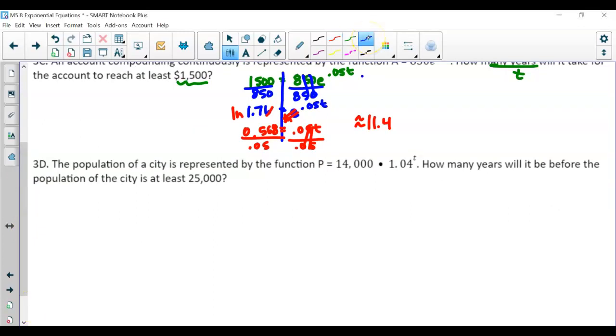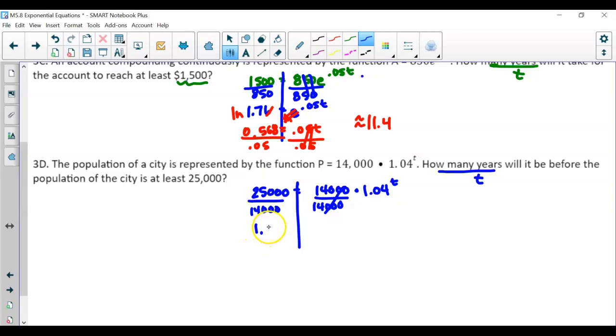And here we go. So notice how you're solving for how many years. So you're solving for t, the population, 25,000. So 25,000 is equal to 14,000, the starting, times 1.04 to the t. Notice how this is a growth function, right? Because it's greater than 1. So now here, you're multiplying by 14,000, so divide by 14,000. And so now here you get approximately 1.786. That is equal to 1.04 to the t power.